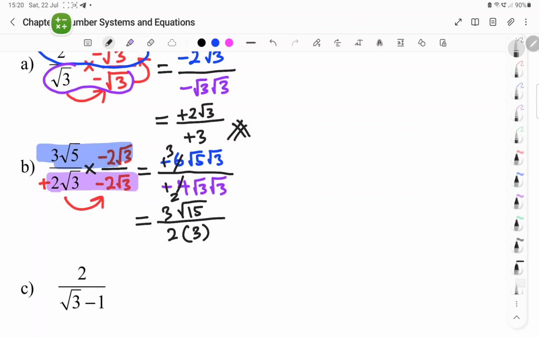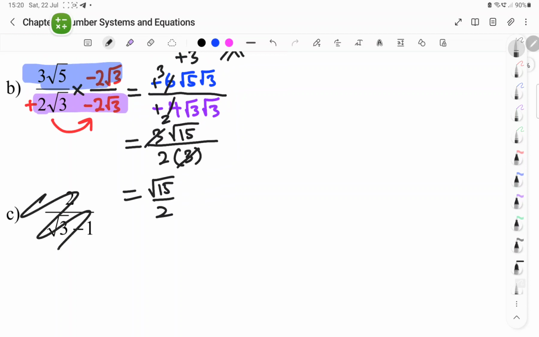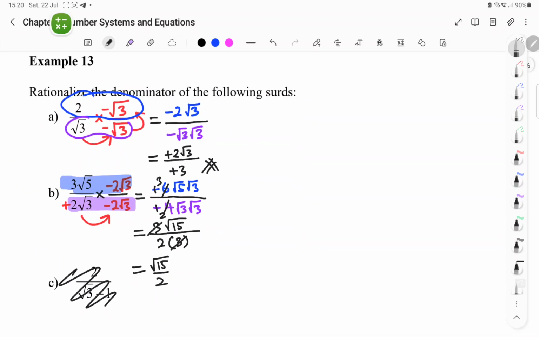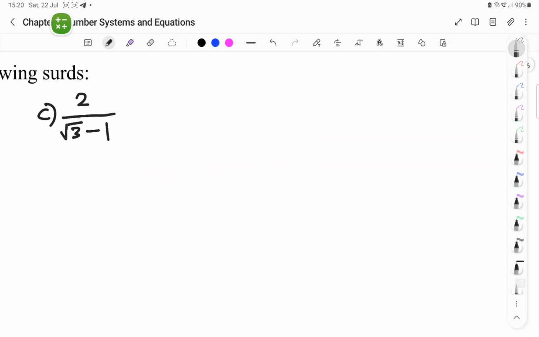I write it separately here. This 3 can cancel with this one, so we have square root 15 over 2. Even better. Oops, I put C over here. So for the next one, C is 2 over square root of 3 minus 1. Better, more space to do work.